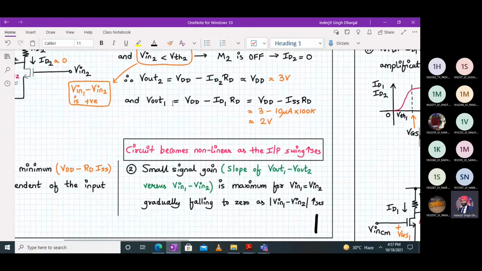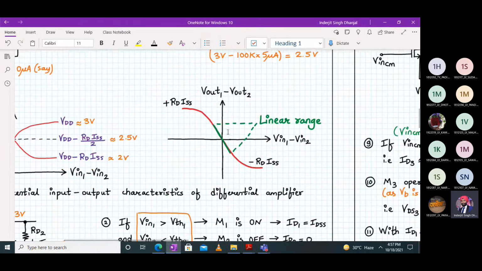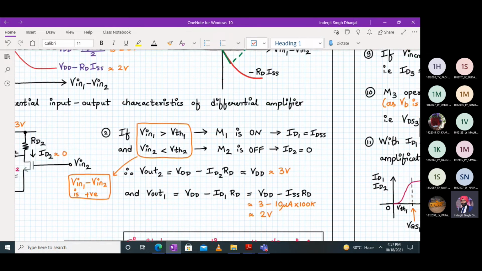Now next, the small signal voltage gain. What is my voltage gain actually? If I want to calculate the slope over here, what will it be? Y2 minus Y1 upon X2 minus X1. So what is Y2 minus Y1? My V out 1 minus V out 2. And what is my X2 minus X1? V in 1 minus V in 2. Correct? So V out 1 minus V out 2 upon V in 1 minus V in 2 is the voltage gain, the differential voltage gain.